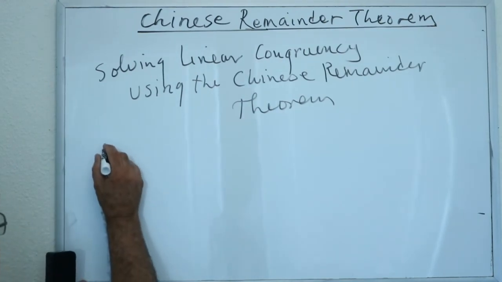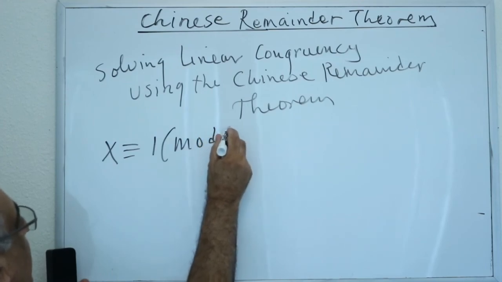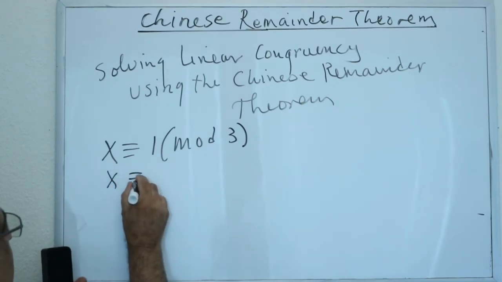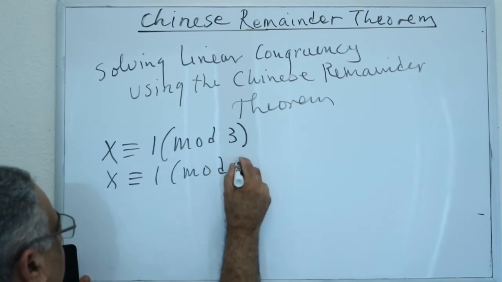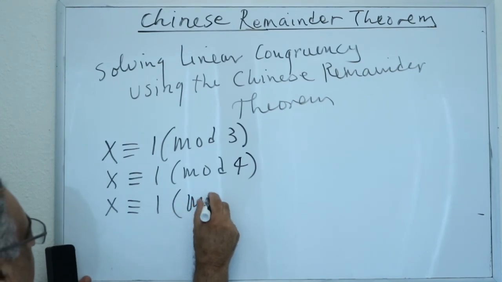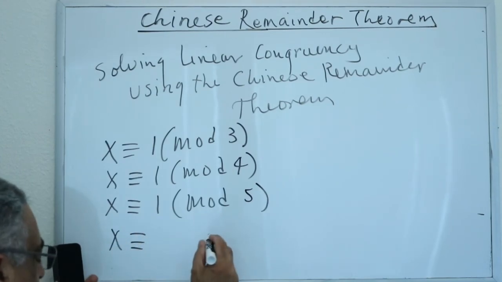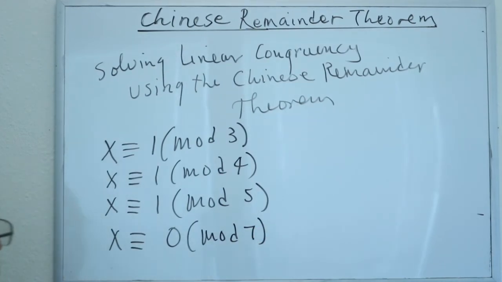So let's say X here is congruent to 1 mod 3. We're trying to solve for X using congruence. X is congruent to 1 mod 4, and then X would be 1 mod 5, and then X would be 0 mod 7. Okay, so let's solve for X. How do we end up solving for X?